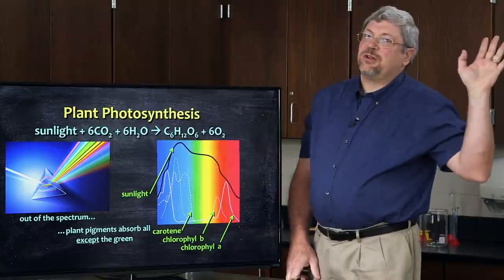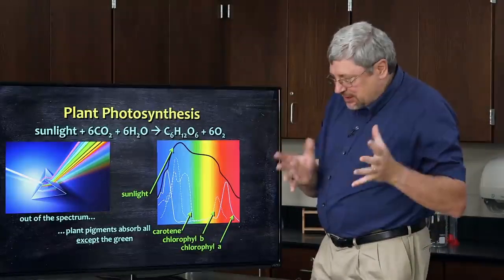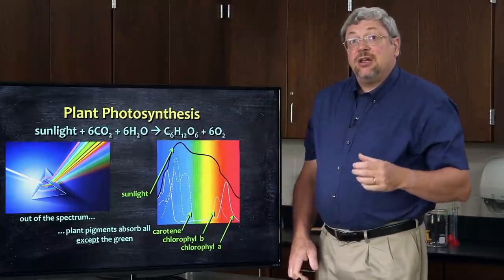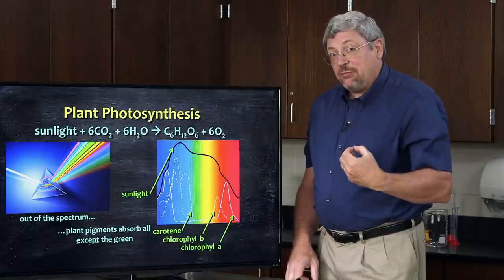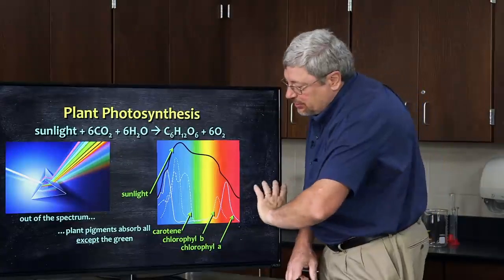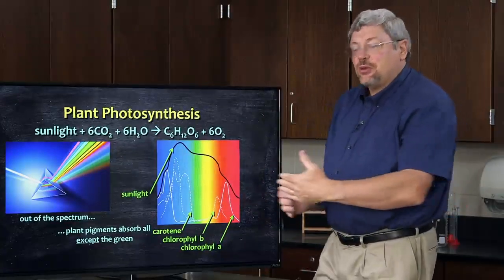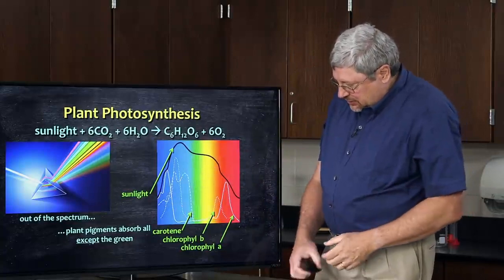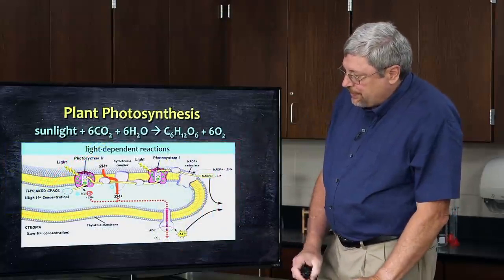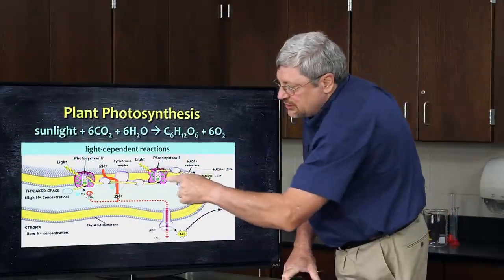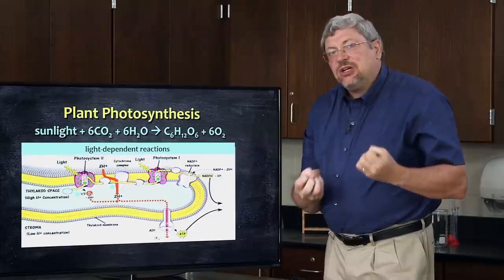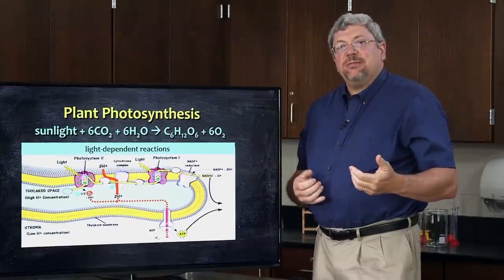When you put all these pigments together, there's this middle range, in particular the green, that isn't absorbed by them, thus reflected by the leaf. So these pigments, when they're all considered together, absorb most everything except the green, and thus you have green plants, green leaves. These photosystems have a bunch of pigments in them that are intended to absorb certain wavelengths of light.